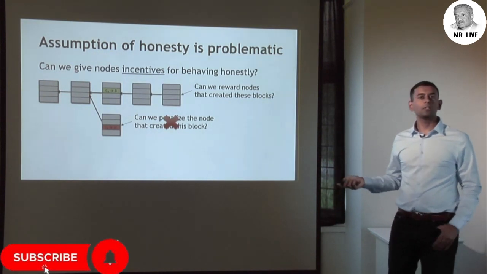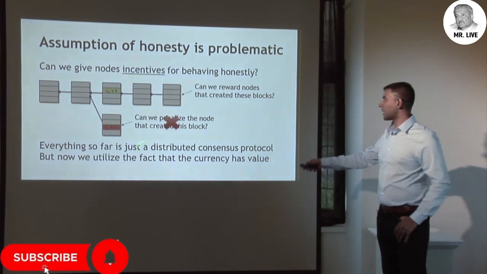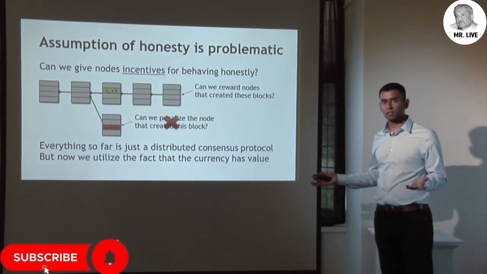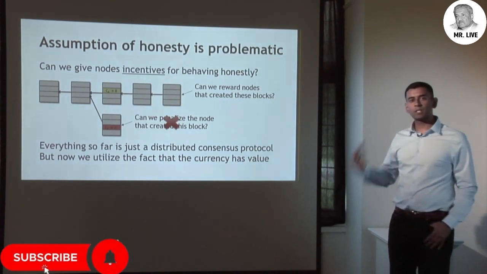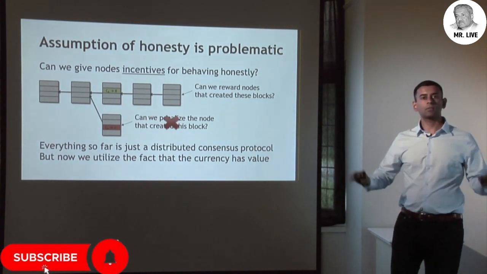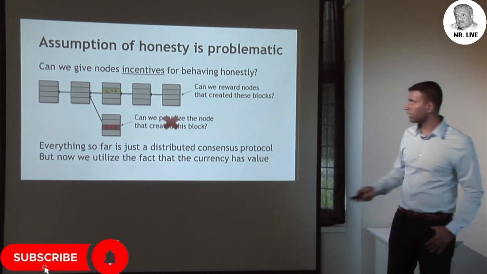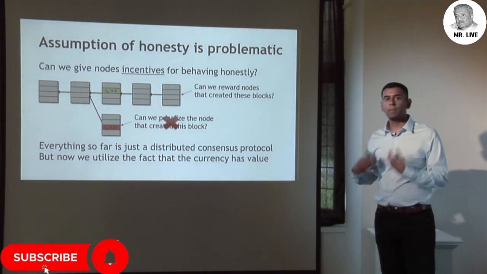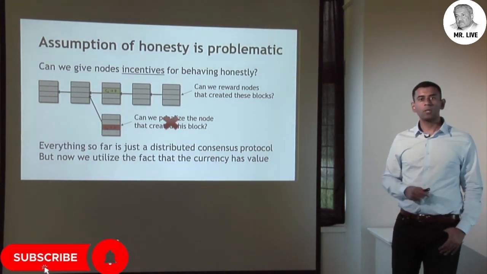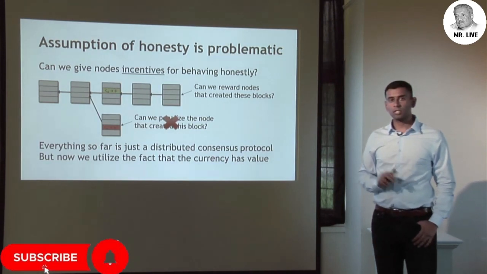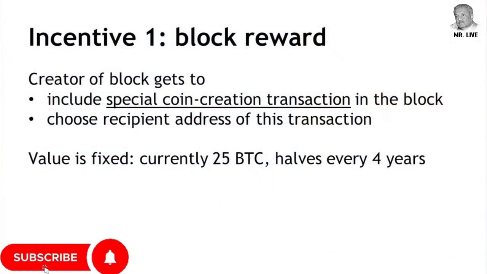So how are we going to do that? Well, so far, everything that I've said is just an abstract algorithm for achieving distributed consensus. Now we're going to break out of that model. What I'm going to say now is specific to the fact that what we're achieving through this distributed consensus process is in fact a currency. And we're going to incentivize these nodes by paying them in units of this currency. So how do we do that? There are in fact two separate incentive mechanisms in Bitcoin, and the first one is called the block reward.